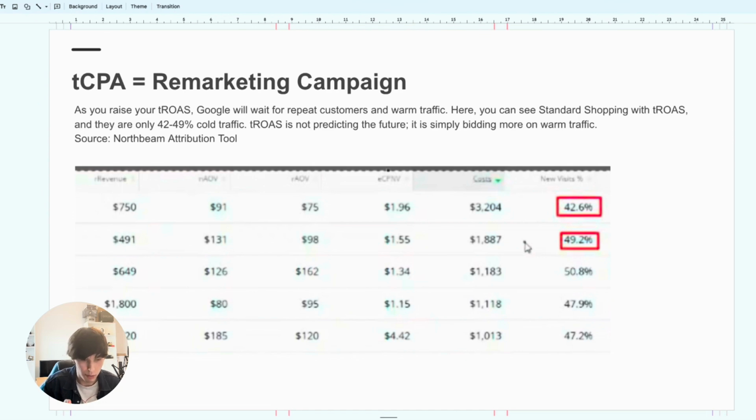Here I have a proof. As you raise your target ROAS, Google will wait for repeat customers and warm traffic. And here you can see standard shopping campaigns with target ROAS, and they are only 42-49% cold traffic. So basically, if you use target CPA, Google will wait for repeating customers, and that's it.